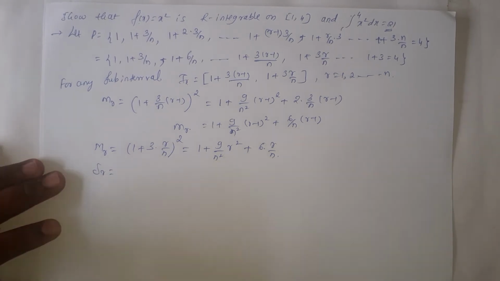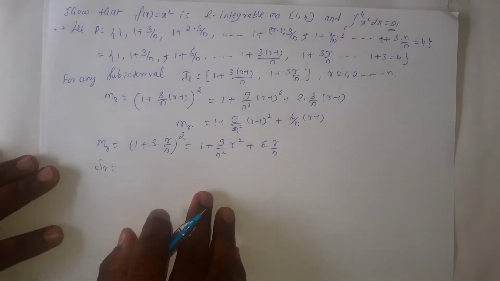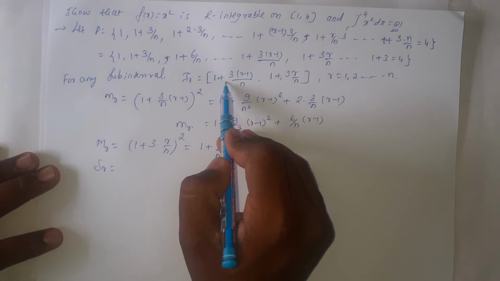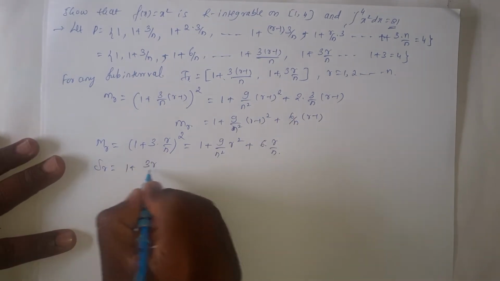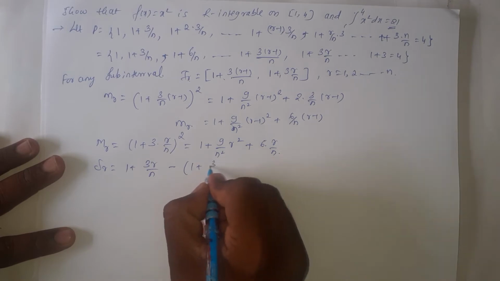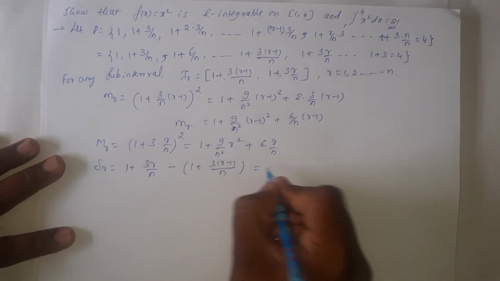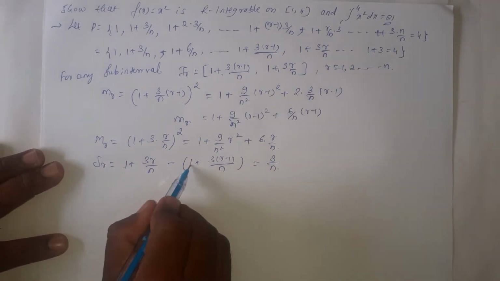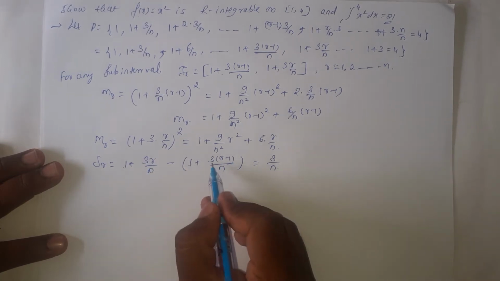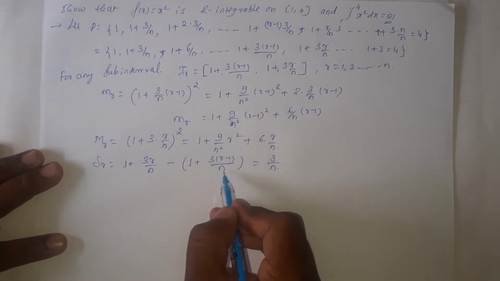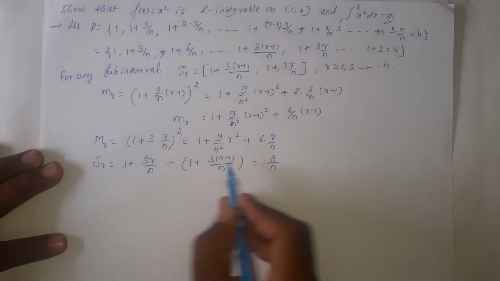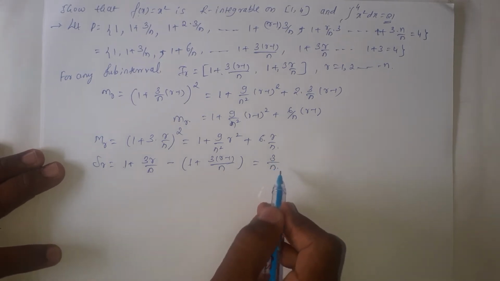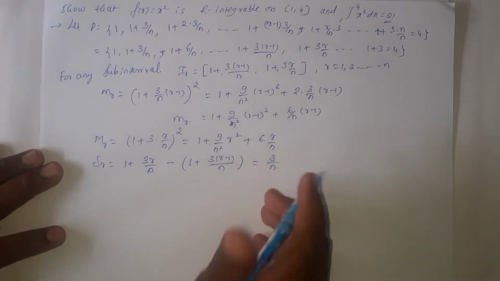Now find the length of the subinterval I_r, that is delta r. Delta r is the upper limit of the interval minus the lower limit of the interval, that is 1 plus 3r by n minus (1 plus 3(r minus 1) by n), which is equal to 3 by n. Here you can easily simplify because plus 1 and minus 1 will get cancelled, then remaining 3r by n minus 3(r minus 1) by n; here minus 3r by n will get cancelled, remaining 3 by n, that is delta r. Now find LPF.